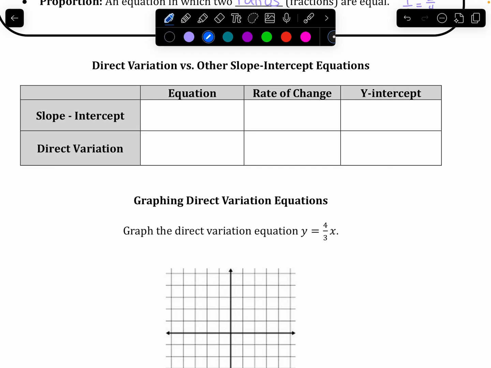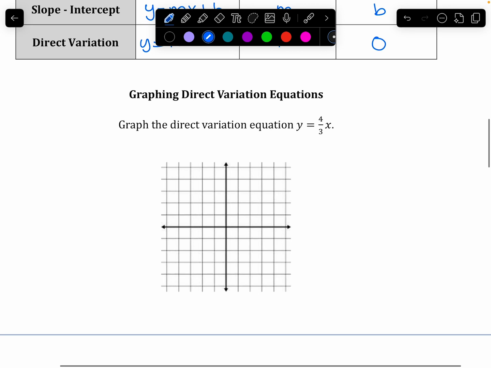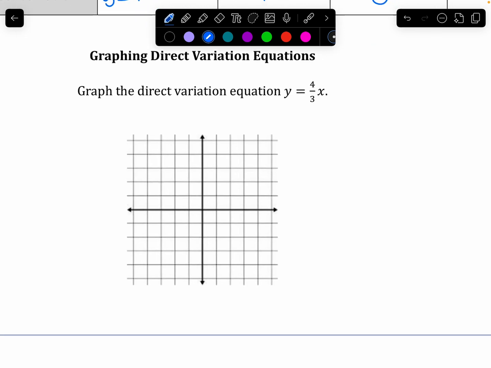All right, so let's compare direct variation with slope-intercept form, okay? So slope-intercept form, the equation is y equals mx plus b. Our rate of change is m, and our y-intercept is b. And remember that your y-intercept in slope-intercept form can be a bunch of different values. It could be 0, but it's generally other things. Direct variation is y equals kx. My rate of change is k, and my y-intercept is always 0. It's not going to be anything else.